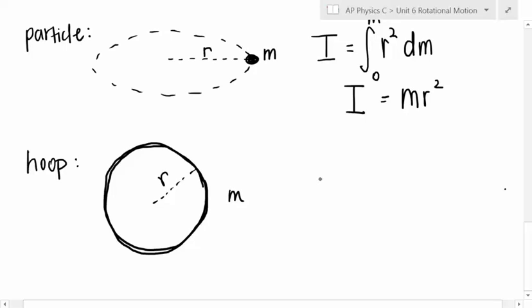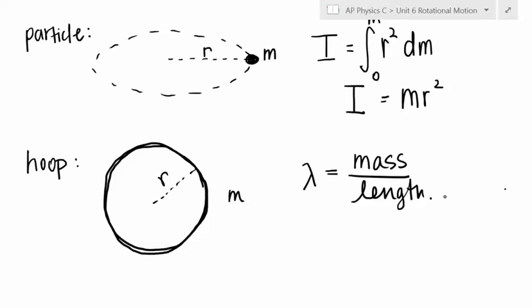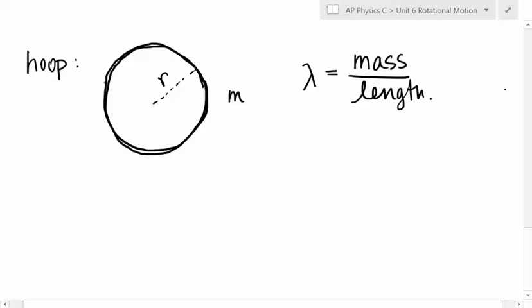Now, because we have smeared the mass into this circular shape, we have created a linear mass density. That is mass per length. So think about it being super thin, so thin that it doesn't really have volume to it, but it can be modeled as one-dimensional. So if I want to find the moment of inertia of this shape of mass m, I need to integrate r squared dm.